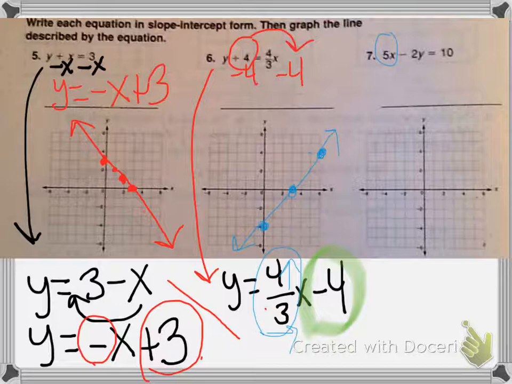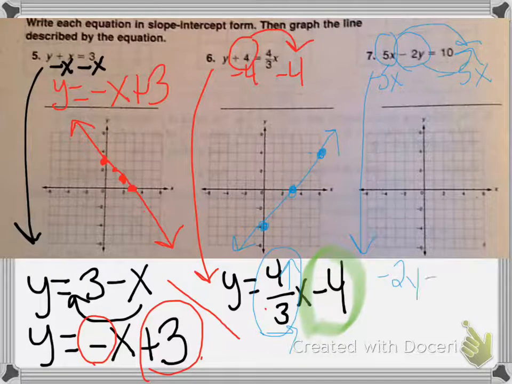Alrighty, so we're going to do the next one. We have 5x I need to get over here, and I have a -2y that I need to get over here. First I'm going to deal with the x, so I'm going to subtract 5x from both sides. I subtracted because 5x is positive. So I'm going to bring the problem down here where we have more space. I end up with -2y equals -5x plus 10.